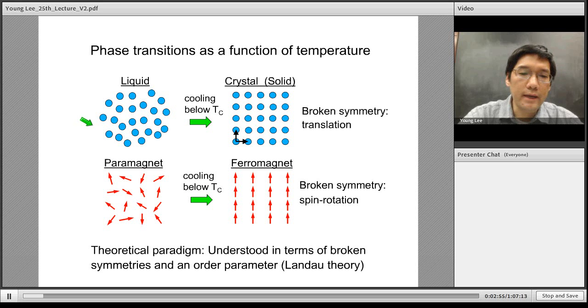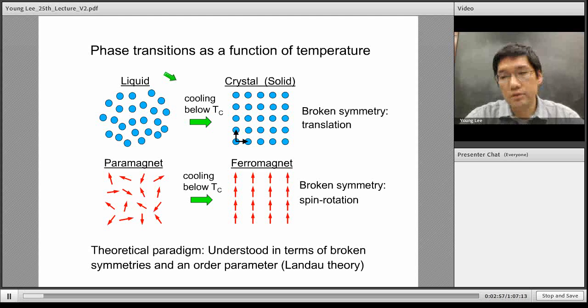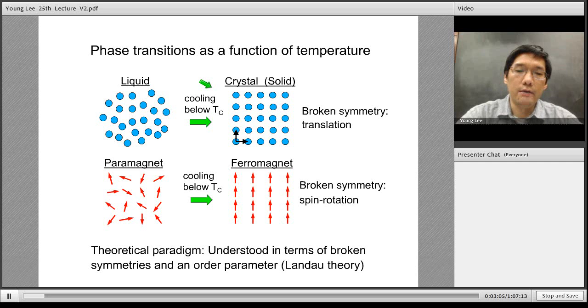As you cool down, it turns out there is a transition temperature, which we will denote Tc, then you will enter into a new phase. And in the case of the collection of atoms, you would form some crystal. In a collection of magnetic moments, you form some ordered magnet, such as a ferromagnet.